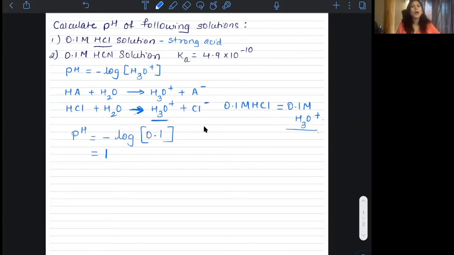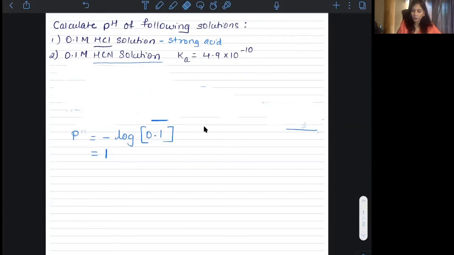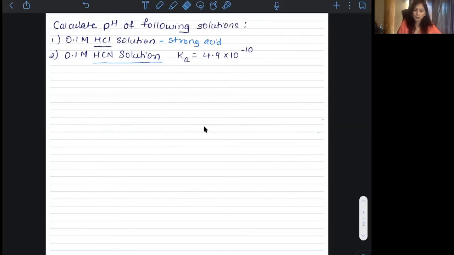This is how you calculate pH for a strong acid. Now let's look into how to calculate pH for a weak acid. And this is where we go to our second solution, which is an HCN solution. As you know, HCN is a weak acid, and therefore, when you have a weak acid, you are working with partial dissociation. So in this case, this is a weak acid. We have partial dissociation, and therefore we get a Ka value, which is the dissociation value at equilibrium.